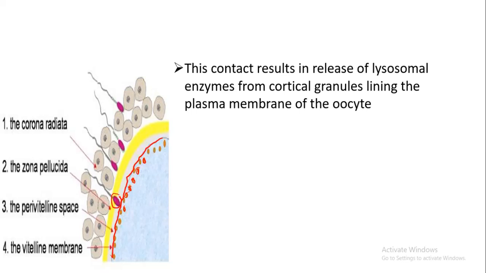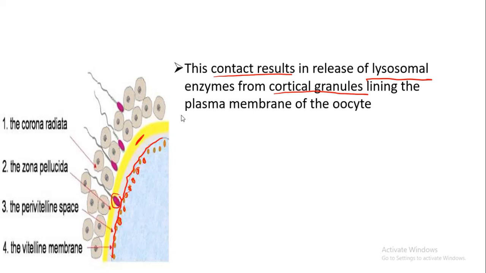So now, after the lysosomal enzymes are released, what are we supposed to understand? What is the function of these lysosomal enzymes? They will be released after the sperm is in contact with the membrane, and they are produced from the cortical granules. So the question is, what's the function of these lysosomal enzymes? They're going to change the nature of the what?